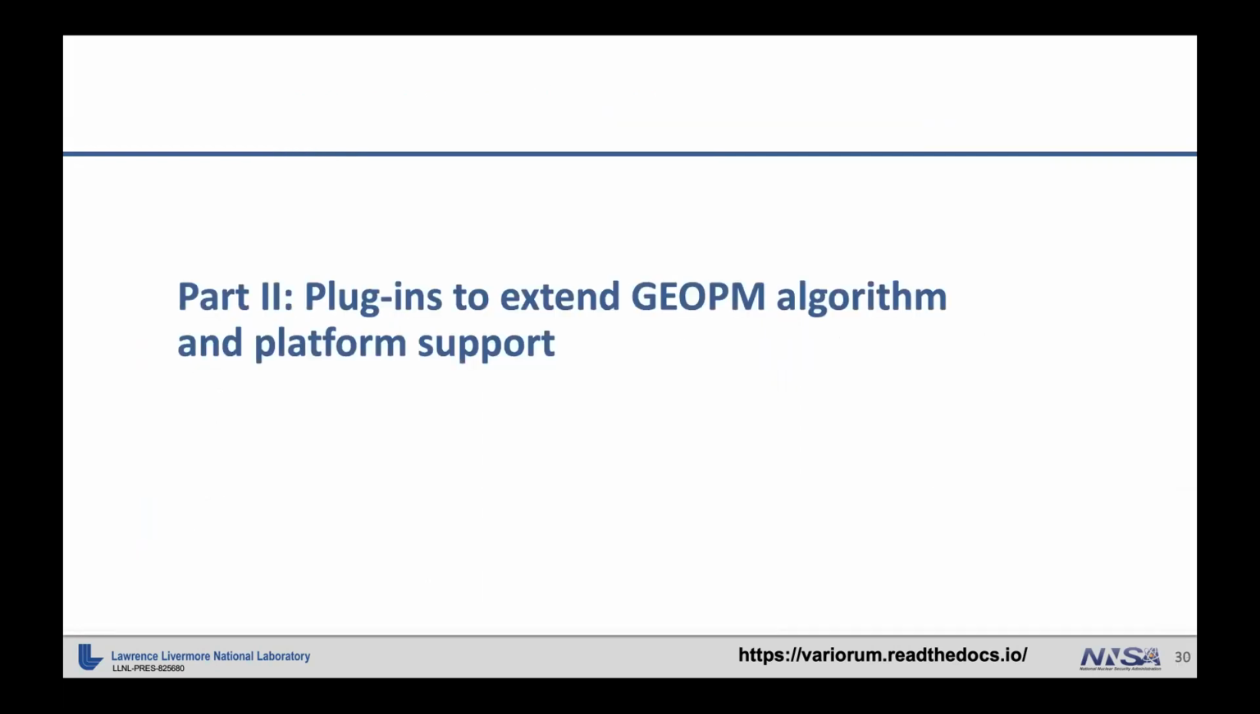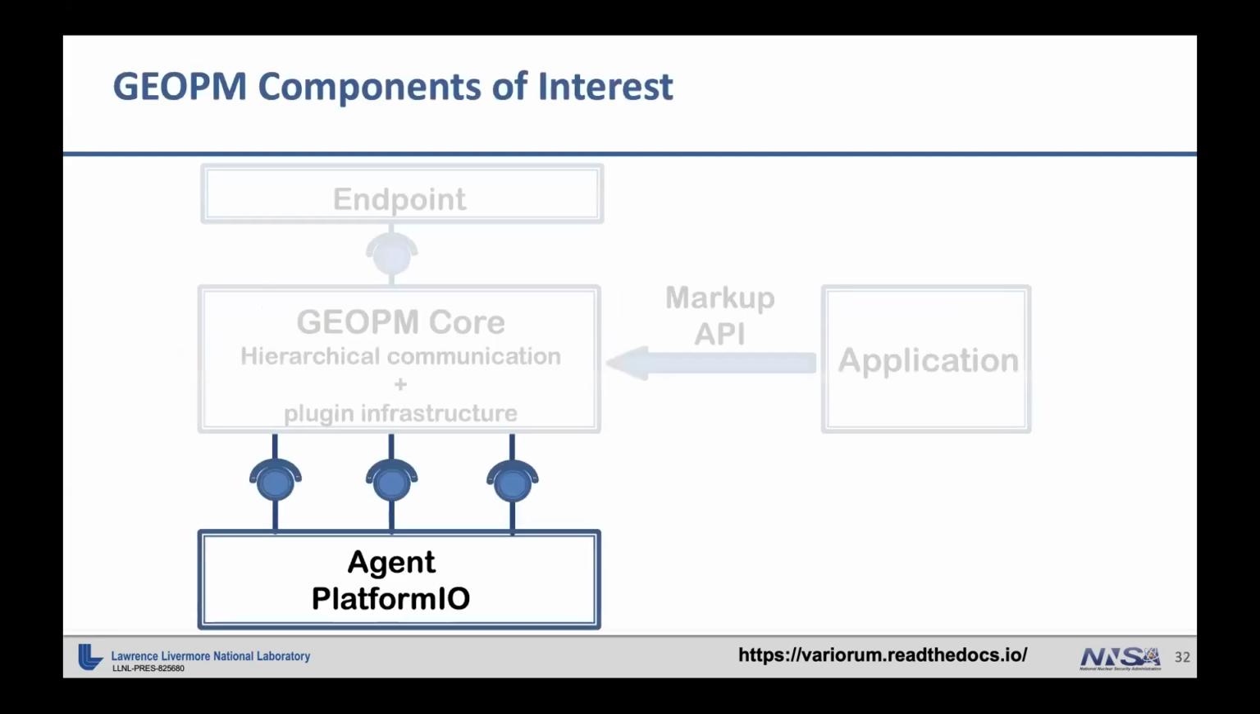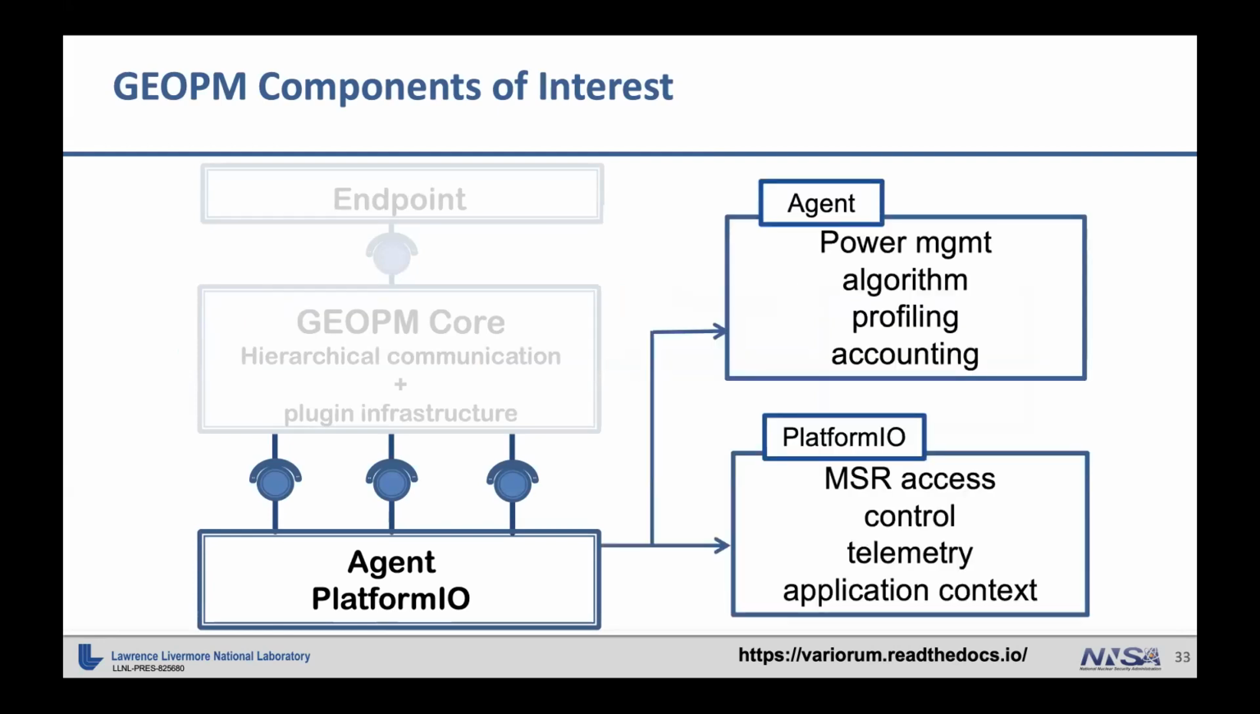So the second part is about how we can extend GOPM to add functionality and platform support. This is extending GOPM's algorithm and its applicability to different platforms. This will provide the basis for the Powerstack deployment I'll talk about later. GOPM provides extensibility through its agent and platform plugin interfaces. The agent interface provides ways to extend the power management, profiling, and accounting of the job. And the platform IO interface provides access to low-level telemetry and control like MSRs, as well as application context.